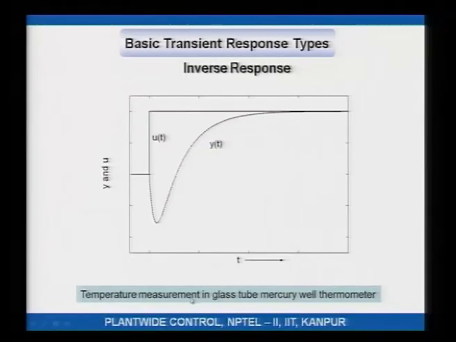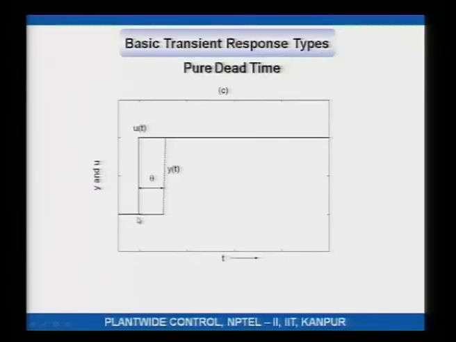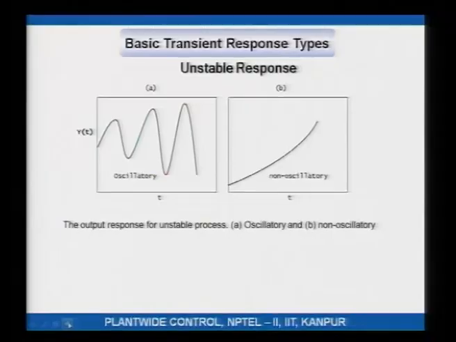Getting back to our presentation, an example of a temperature measurement is a glass tube mercury well thermometer. Basic transient response types: pure dead time. So you make a change now, nothing happens at the output. After some time, the output goes to the same value as the input. So there is a pure dead time, and this is because of transportation lags.